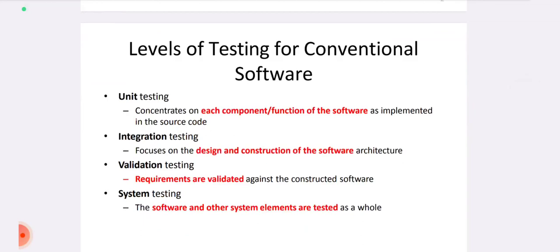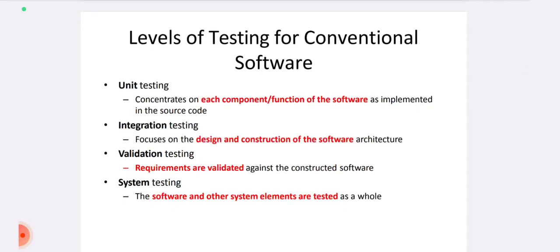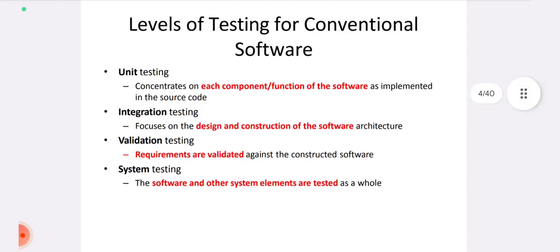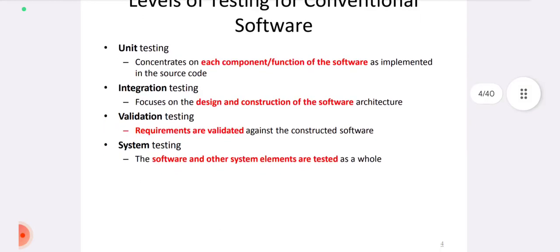Next, what are the levels of testing? Whatever we have seen in the last slide is shown here. Unit testing concentrates on each and every component of the software. The source code we have written will be tested individually, and then checked at the next level, to see whether all the code is working functionally well or not.